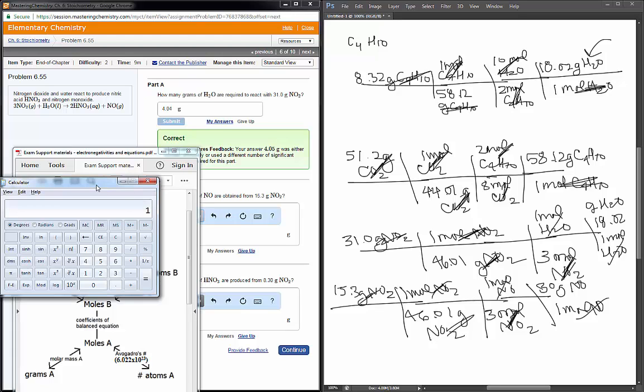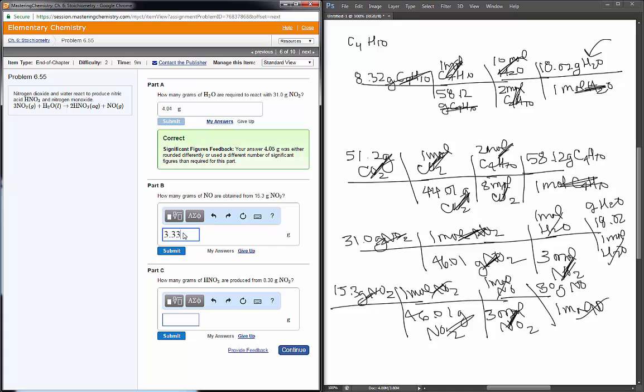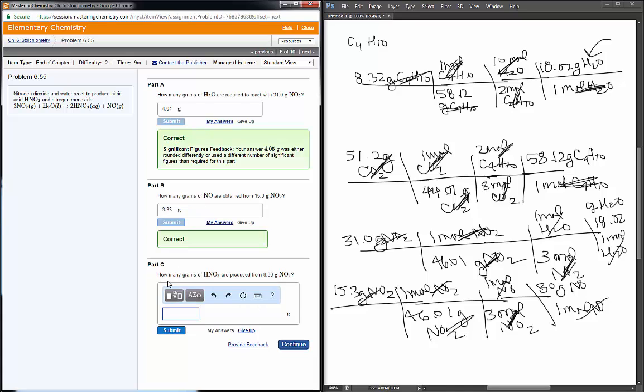We have 15.3 grams NO2 divided by 46.01 grams of NO2 in a mole, divided by 3 moles of NO2 and 1 mole of NO. Multiply that by 30 grams of NO in a mole of NO, and I get a total mass of 3.33 grams of NO. Finally, how many grams of HNO3 are produced from 8.3 grams of NO2?